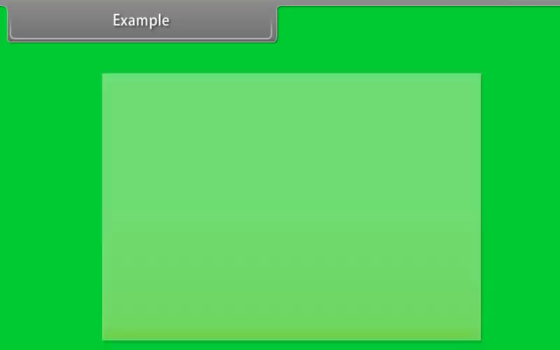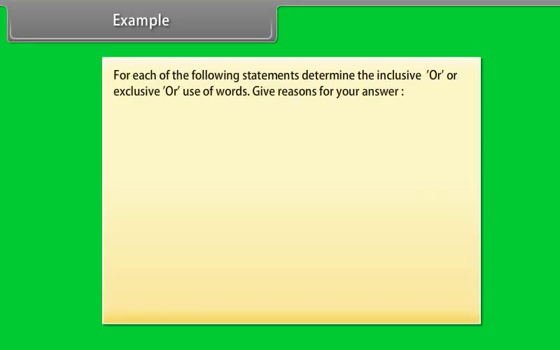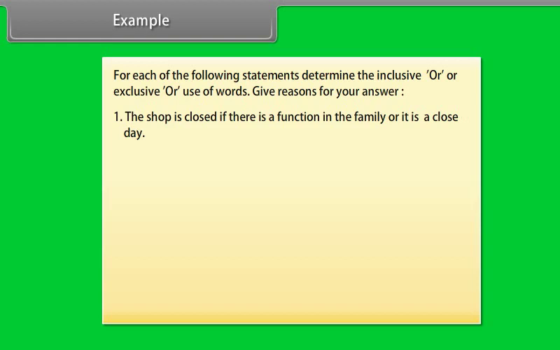Example: for each of the following statements, determine the inclusive or exclusive use of word or. Give reasons for your answer. 1. The shop is closed if there is a function in the family or it is a closed day. 2. Students can offer Sanskrit or Urdu as a third language.